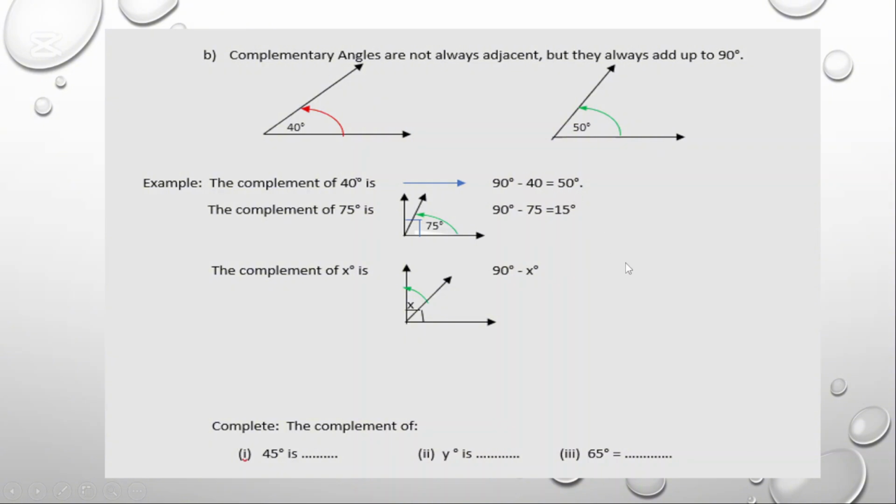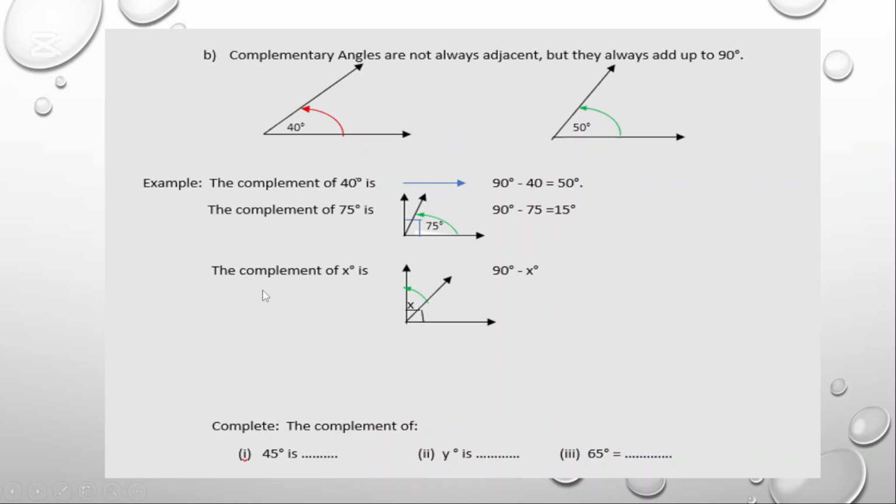So if I ask you, what is the complement of 10 degrees? Then your answer will be 80 degrees, because the one angle will be 10 and the other one will be 80 and they will add up to 90. That is complementary angles. The complement of 75 is... So if this one is 75, that one must be 15. Right, so we do 90 minus 75, which is equal to 15.